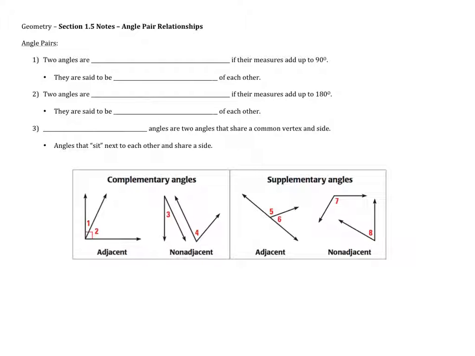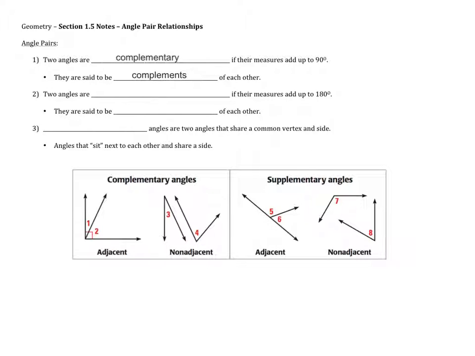Section 1.5 is all about angle pair relationships, and really it just builds on the last section where we learned how to identify and name angles. The first angle pair that we're going to talk about are complementary angles. Two angles are complementary if their measures add up to 90 degrees. They are said to be complements of each other.